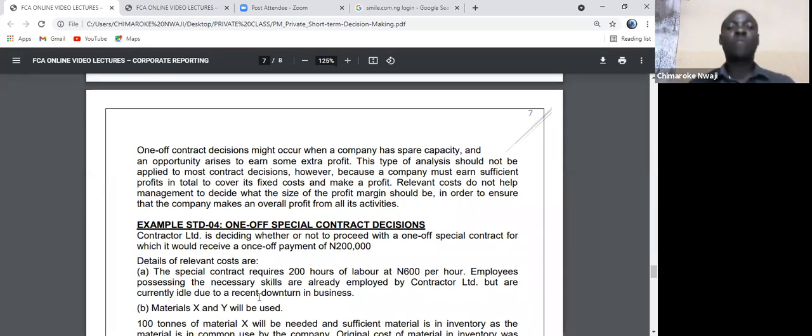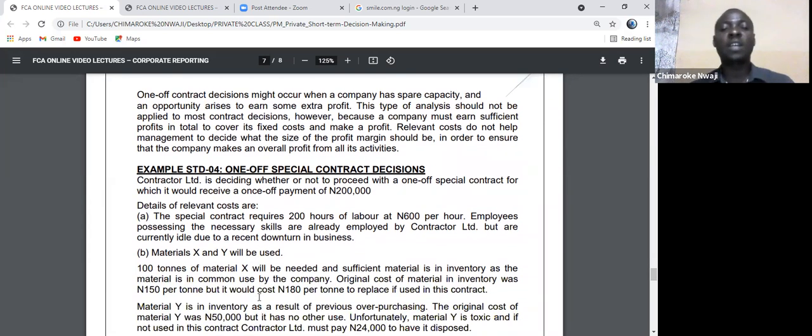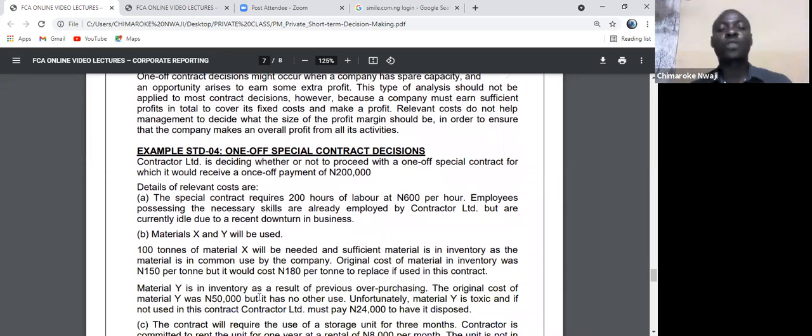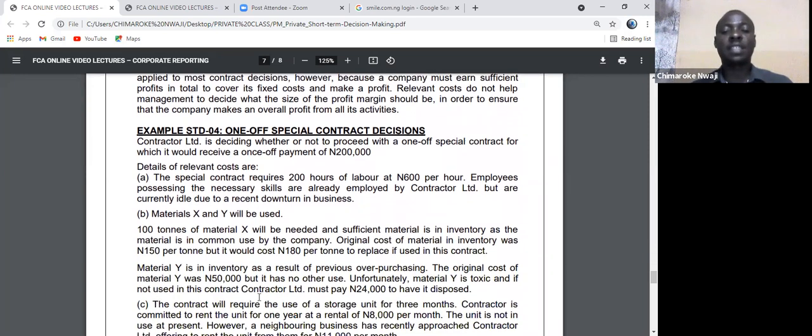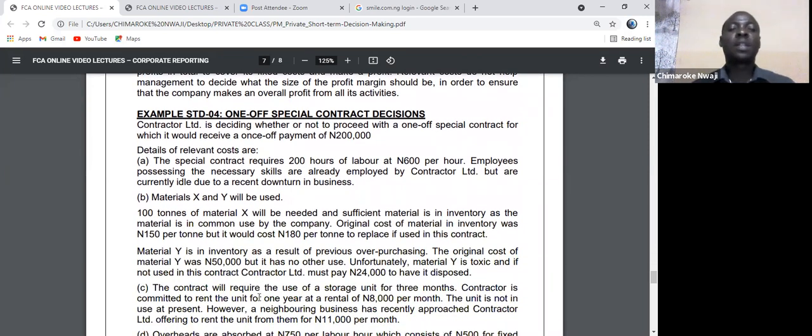Let's go now to the nitty-gritty, the main thing here in this special contract, one-off contract. Now let's look at this example. Example STD04.